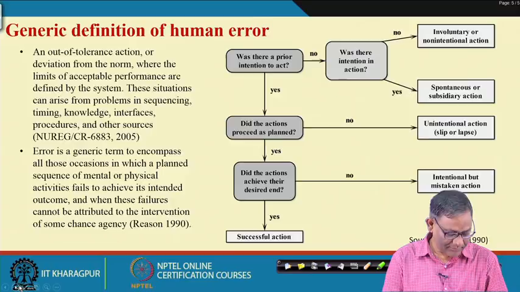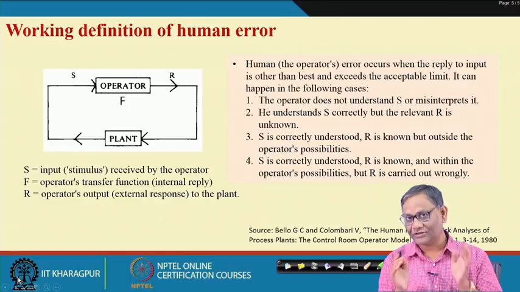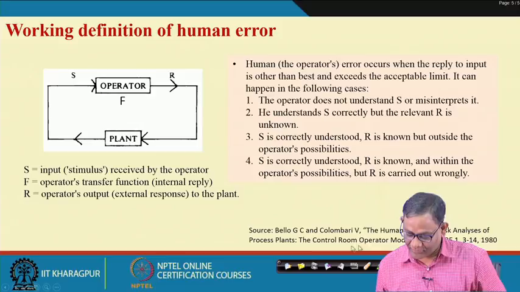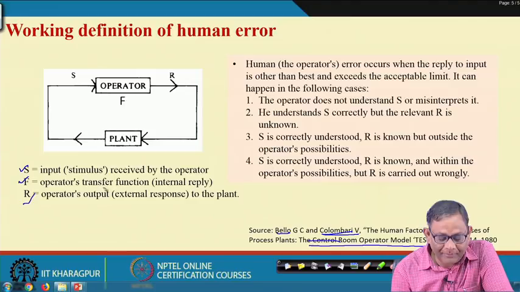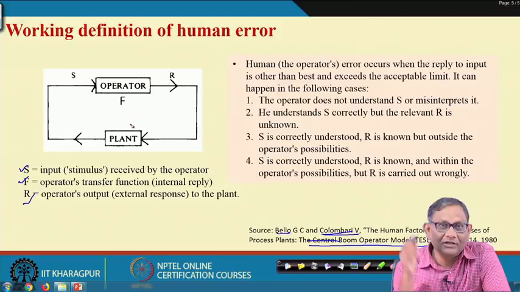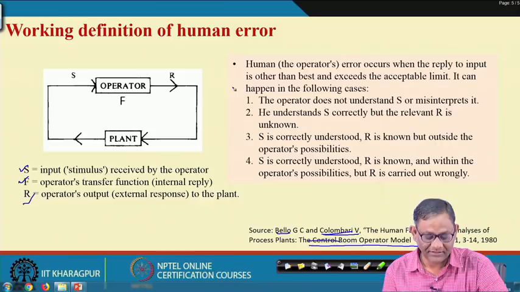Then I will give you a working definition, because that one was more psychological in nature, but here it is from the control room operator's point of view, the control room operator model TESIO. It was given by Bello G and Colombari B. Their model is like this. There are three elements: S, F and R. S is the input received by the operator. F is the operator transfer function: once the input is received, the operator uses his brain for mental processing. And then the operator outputs, meaning the operator takes action, some response to the stimulus.